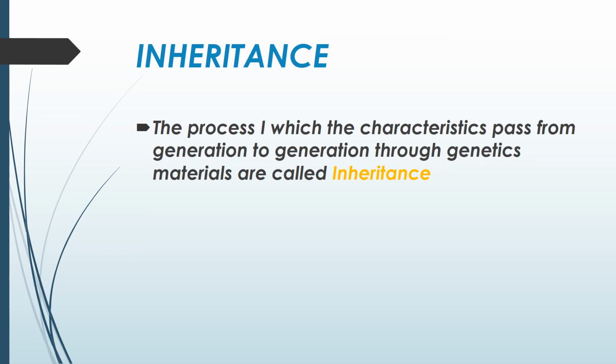So we are talking about the inheritance of acquired characteristics. Lamarck says that acquired characteristics which are developed in the bodies of organisms by environmental effect or by use and disuse are hereditable. The second point of Lamarckism is that acquired characteristics are inheritable and can pass from generation to generation through genetic materials, which is called inheritance.